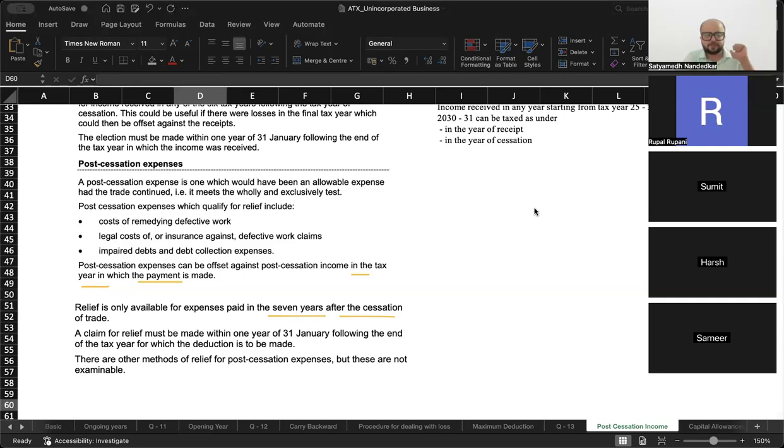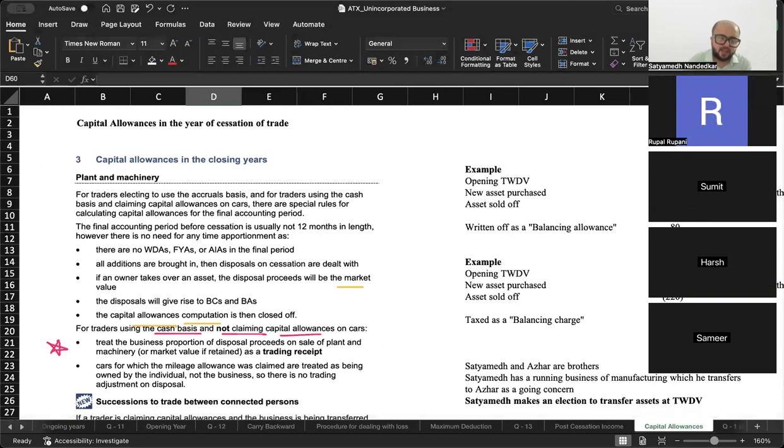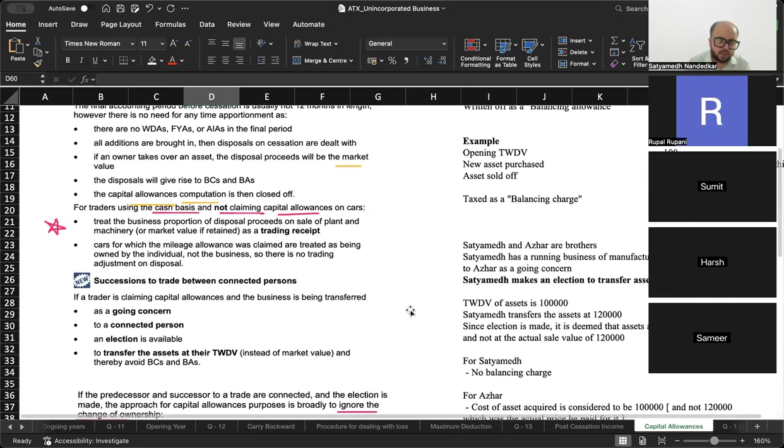So that's that. Having understood this situation, let's now talk about capital allowances. Okay. For traders electing to use the accrual basis and for traders using the cash basis and claiming capital allowances on cars, there are special rules for calculating capital allowances in the final period. No WDA, no FIA, no AIA. All additions are brought in, then disposals on cessation are dealt with. If the owner takes over an asset, the disposal proceeds will be the market value. It will give rise to balancing charge, balancing allowance. Now, you have a choice here. Okay, this is an important point.